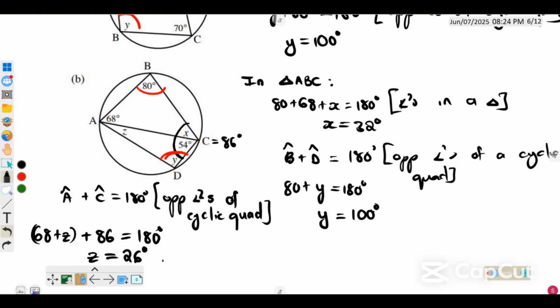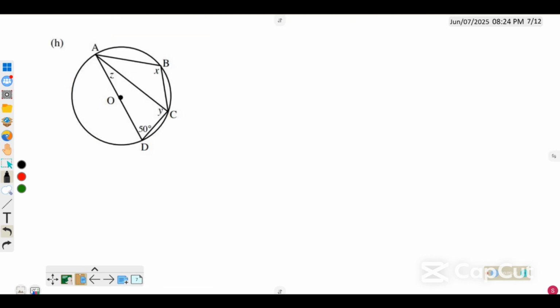Okay, should make sense. Let us look at this. Same thing over and over again, but now we are given that O is the center of the circle. Since O is the center of the circle, remember that this line AD will then be a diameter, and a diameter subtends 90 degrees at the circumference. So by default, we do have the angle Y.